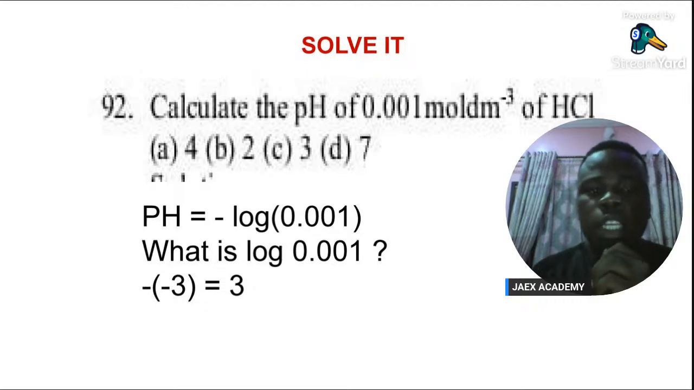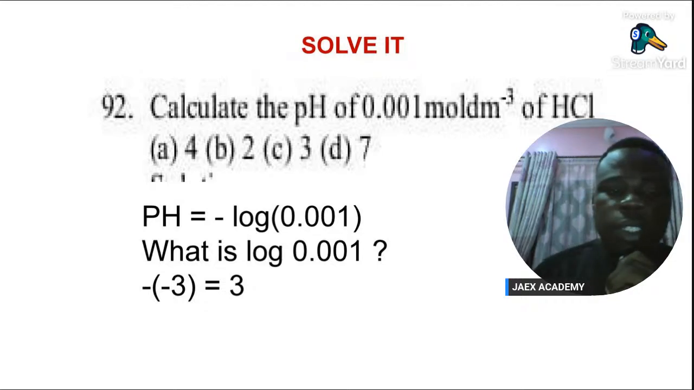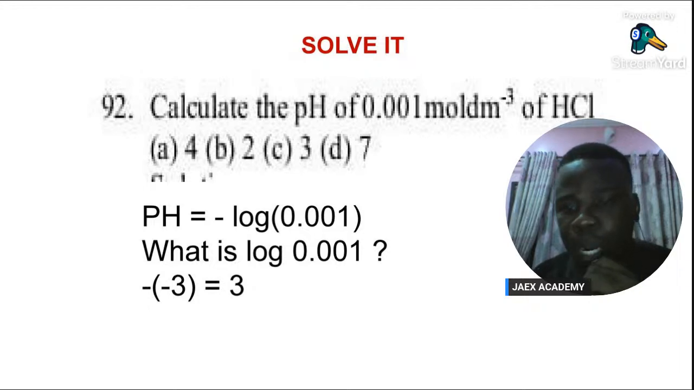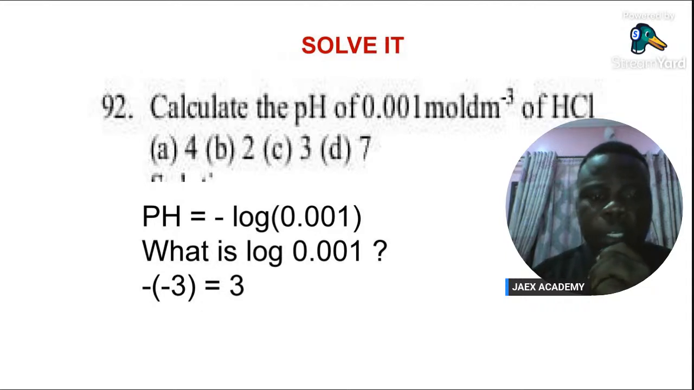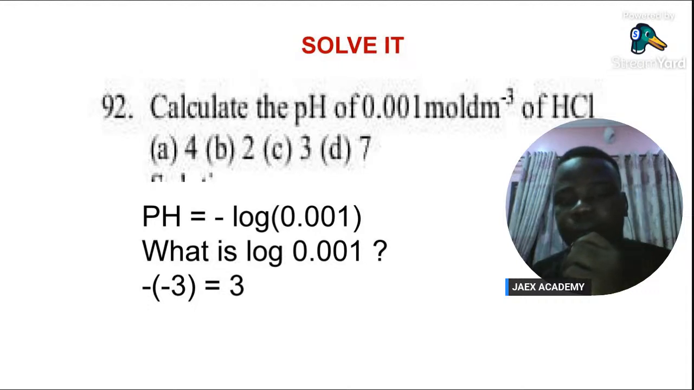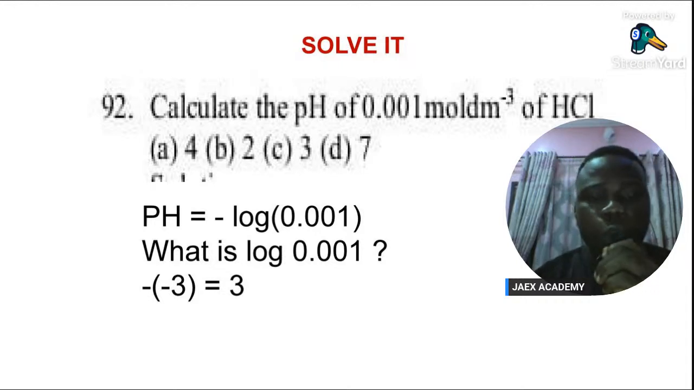Now, just press your calculator. Don't press minus log. There's no minus log on your calculator. Press log 0.001, and you are going to get minus 3. So minus 3 with the minus in the negative log, if they multiply, it will give you 3.